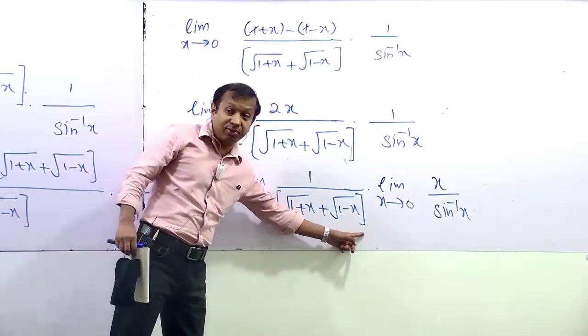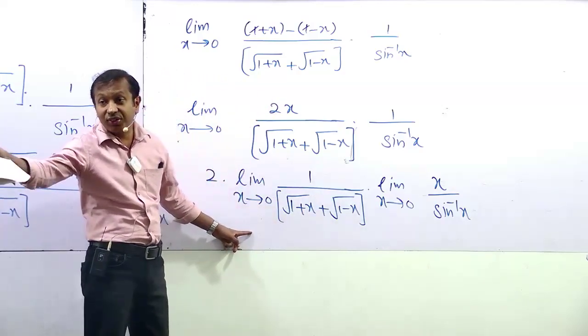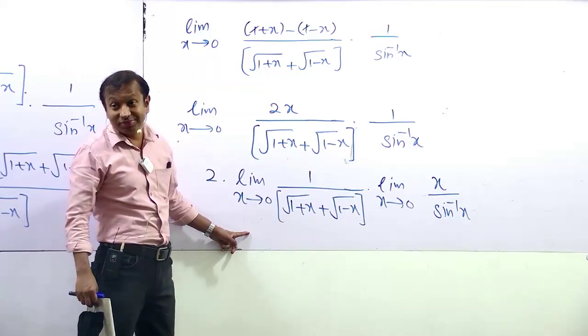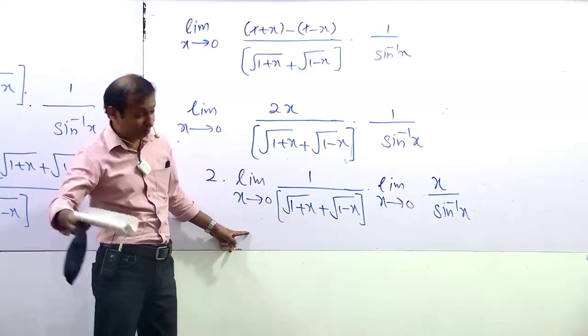The back row students next time should come to the front seats. The last row, 2 students should come to the front seat next year.